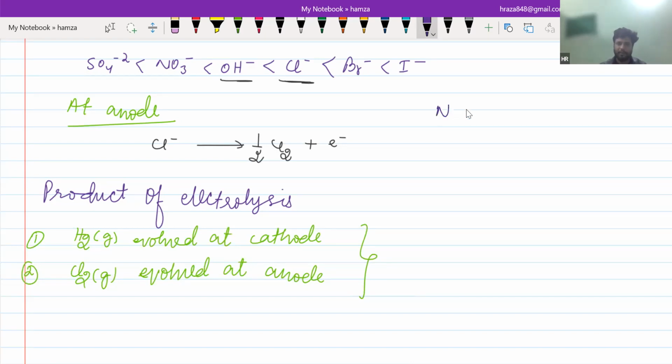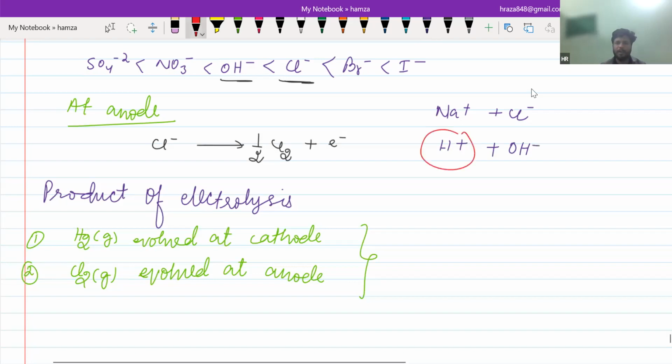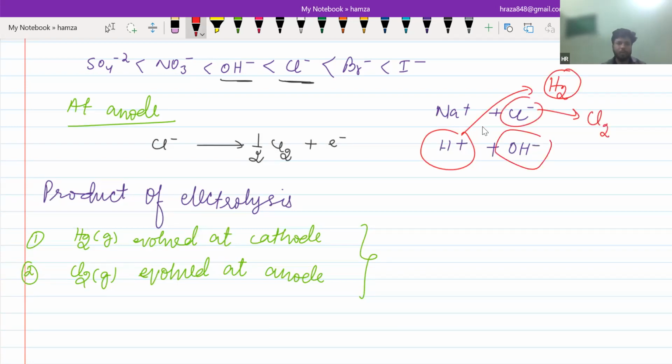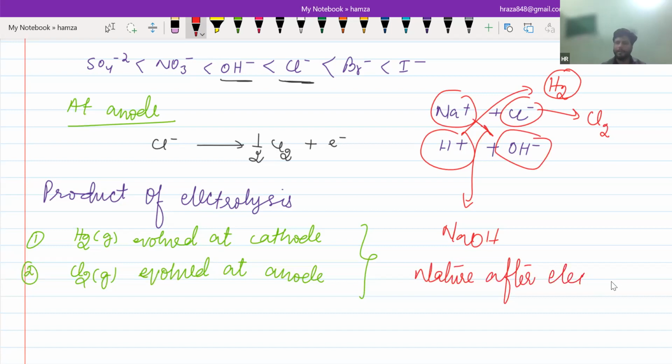Again, you have seen that there were 4 options. NaCl converted into Na plus and Cl minus. Now concentrate here: H plus and OH minus. You can see H plus converted into H2 and Cl minus converted into Cl2. Now in the solution, Na plus and OH minus are left. These combine and form NaOH in the solution. That's why the nature after electrolysis will be basic.